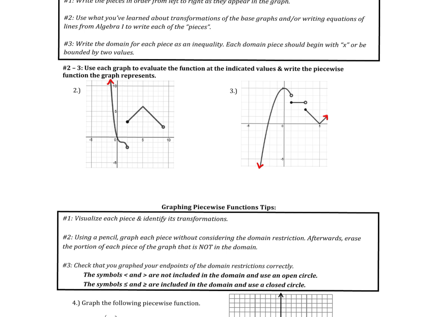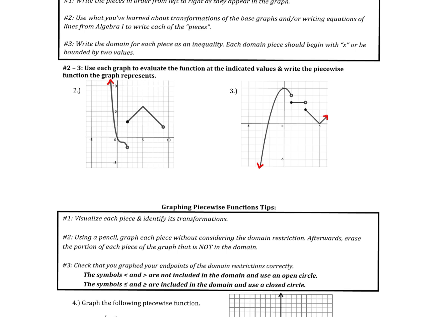So when we talk about graphing, first you're going to visualize each piece and identify the transformations. Then you're going to use a pencil and graph each piece without considering the domain restriction. So we're going to graph it like we normally do. Afterwards, erase the portion of each piece that is not in the domain. Lastly, you're going to check that you graphed your endpoints of the domain restrictions correctly.